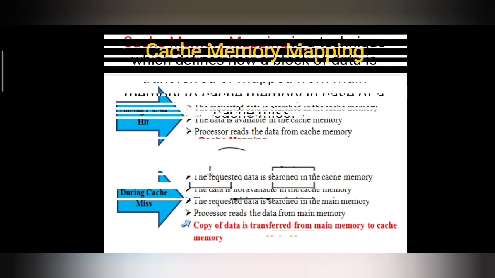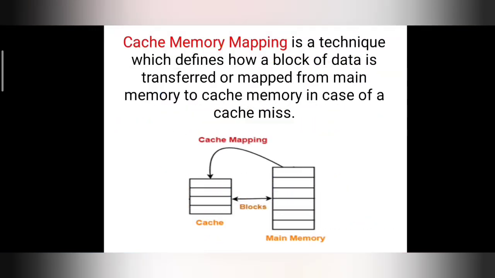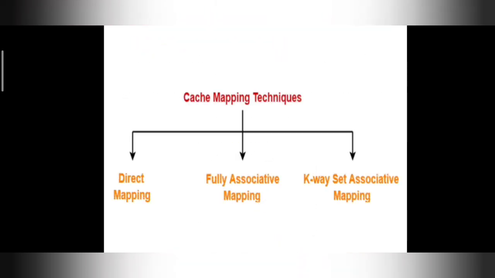All right. As I have already told you, cache memory mapping is a technique that defines how a block of data is transferred or mapped from main memory to cache memory, just in case there is a cache miss. So mapping is simply copying your data from main memory to cache memory. And for copying your data, I need to consider three different strategies: direct mapping, fully associative mapping, and K-way set associative mapping. So there are three different techniques of mapping.